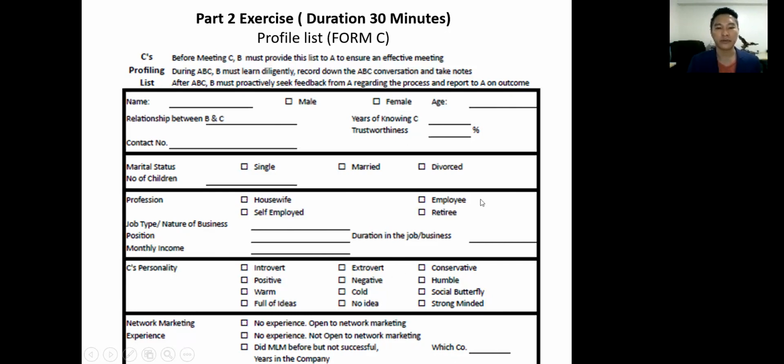And of course, if they're in business, what kind of business, the duration of the business, and their income. This gives A more understanding of this person, so A can share more things that are related to this person. And of course, the personality also matters in terms of fact finding. Maybe the person is introvert, or very outgoing, an extrovert, or maybe conservative. These are the things that allow A to know more about this person. And of course, there's also network marketing experience.